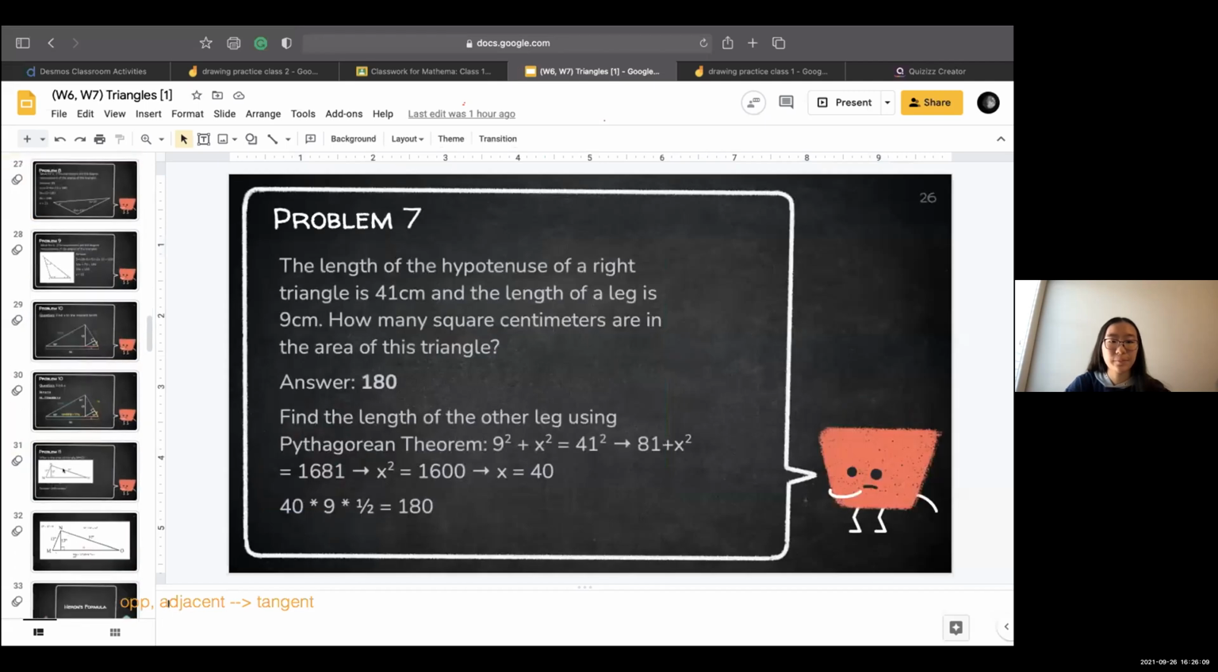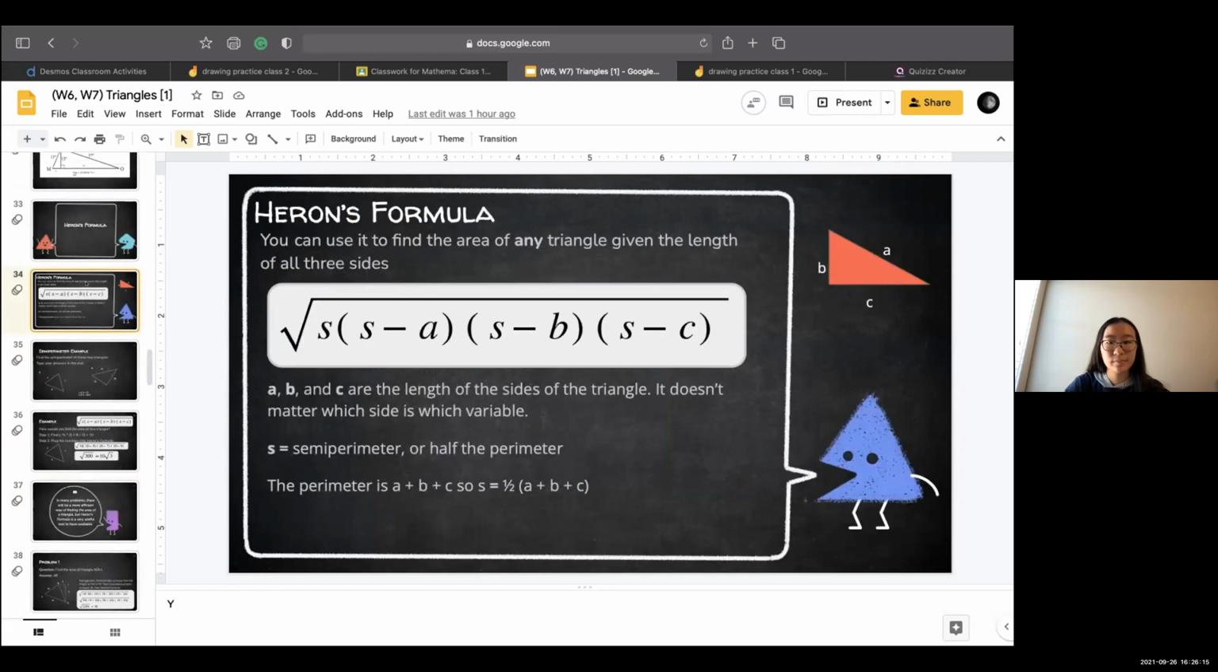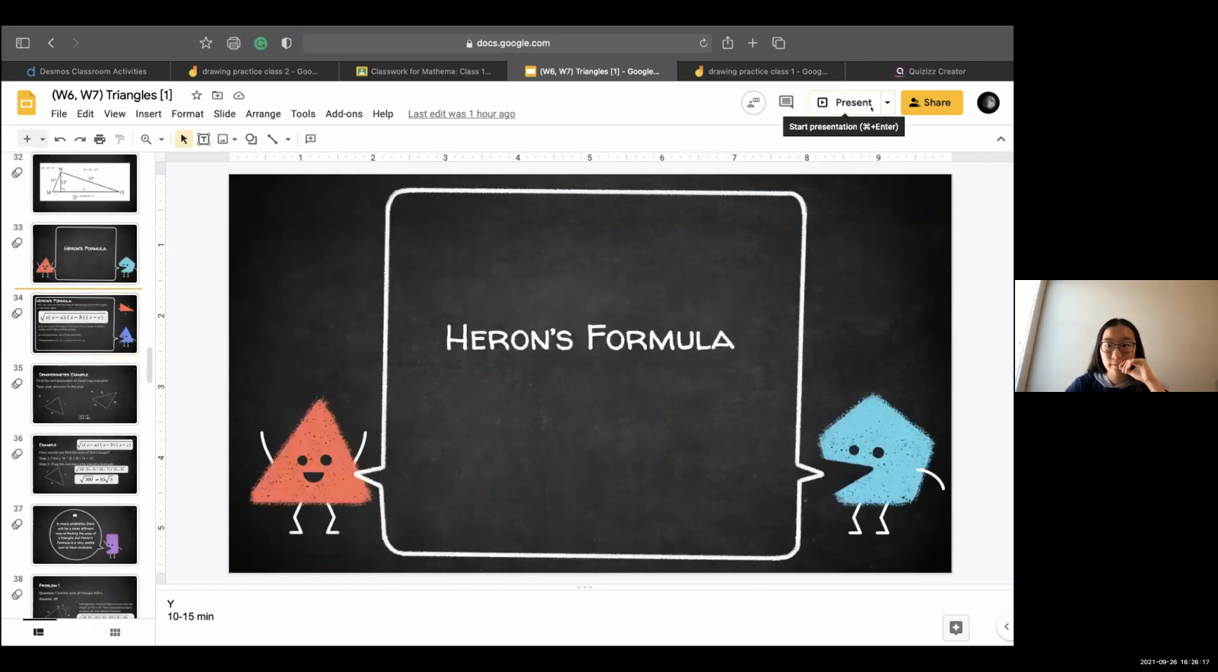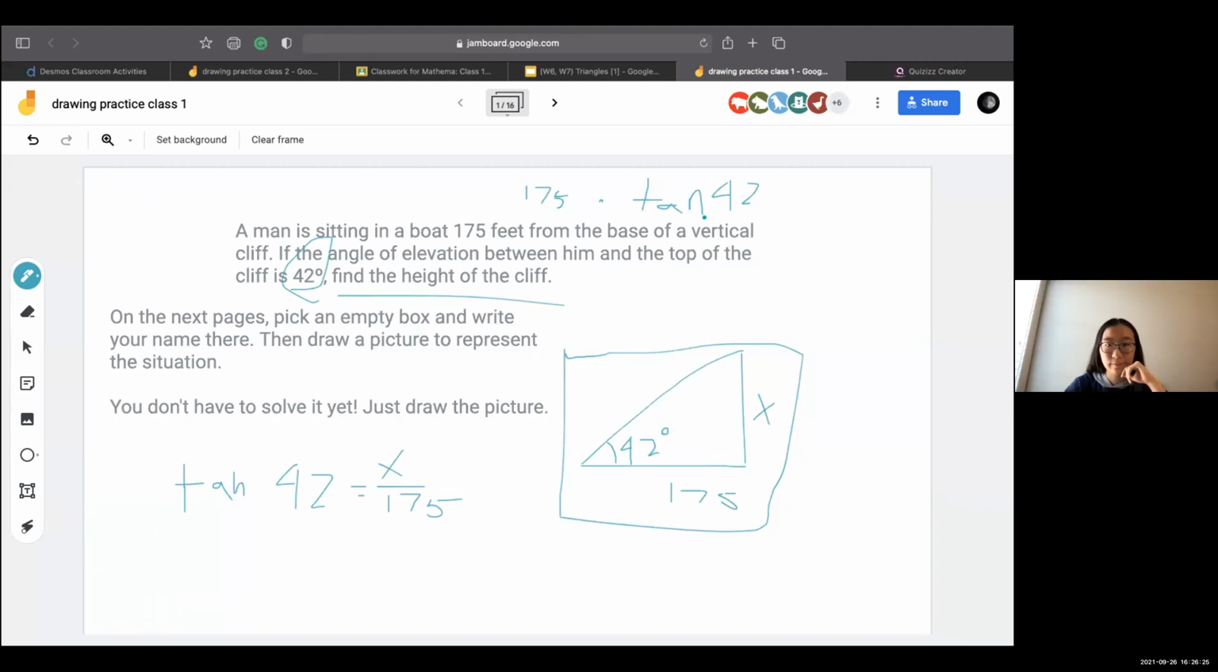Okay. So we're going to go to this. Like for the equation, tan 42 and something. Yeah. So the answer is around 157.57 for the height of the cliff. Yeah, I got it. Thanks. Okay.